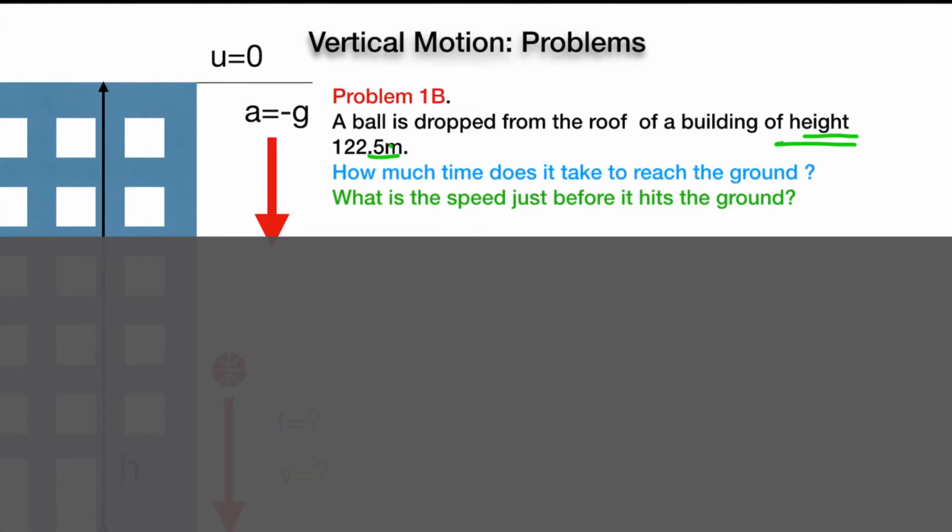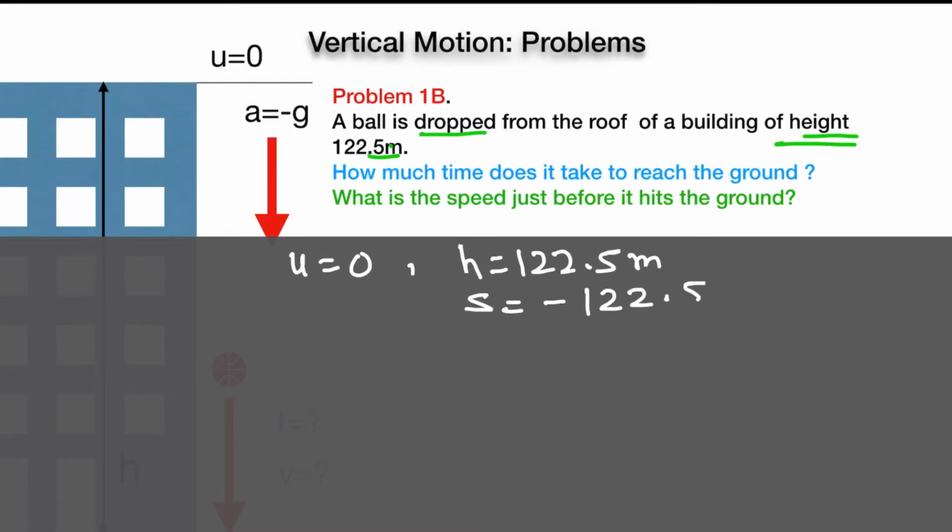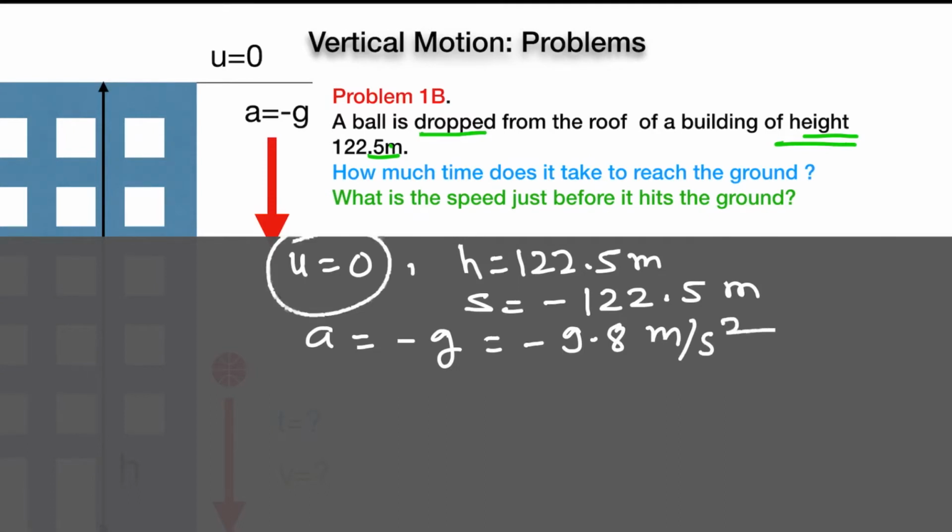So what is given here? The ball is dropped, so the initial velocity u is equal to 0, and the height of the building h is 122.5 meters. That means the displacement is in the negative direction, because the motion is in the negative direction. So displacement is negative 122.5 meter. And we know the acceleration here is minus g, which is minus 9.8 meter per second square, right?